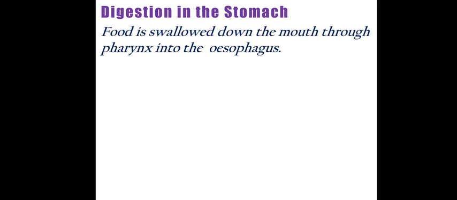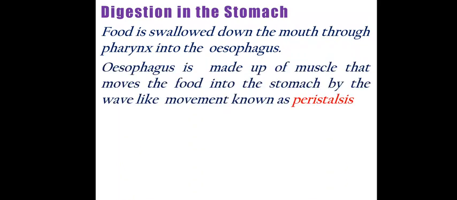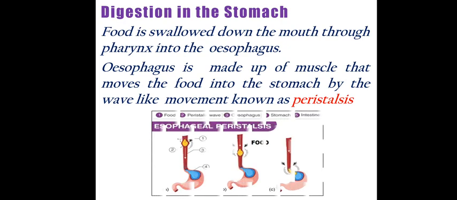Okay, now the food material, after getting partly digested in the mouth, will travel into the stomach with the help of the food pipe known as the esophagus. I have already shown you the structure, the alimentary canal. The esophagus is made up of muscles, remember, and these muscles are very flexible and show a wave-like movement known as peristalsis. This peristalsis helps the food move into the stomach.